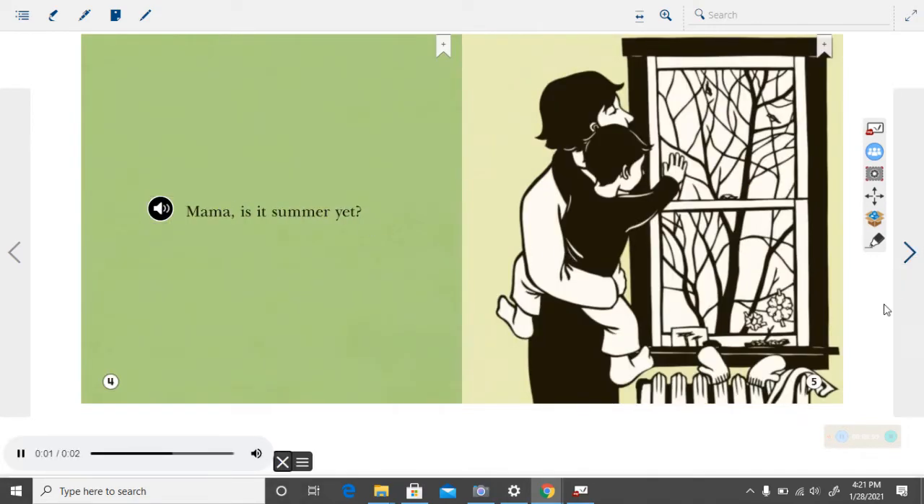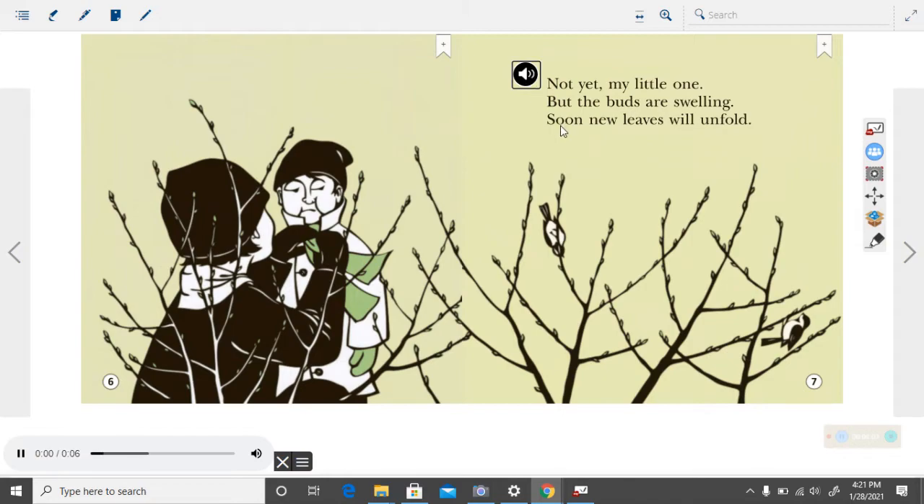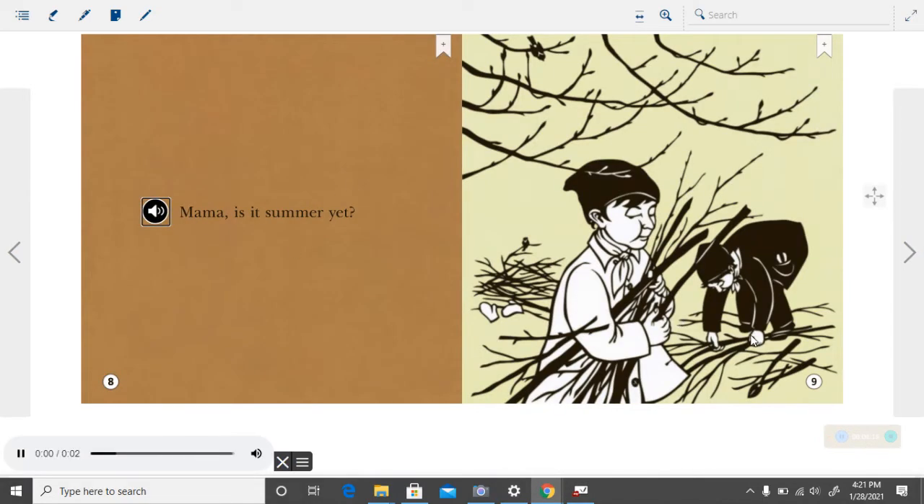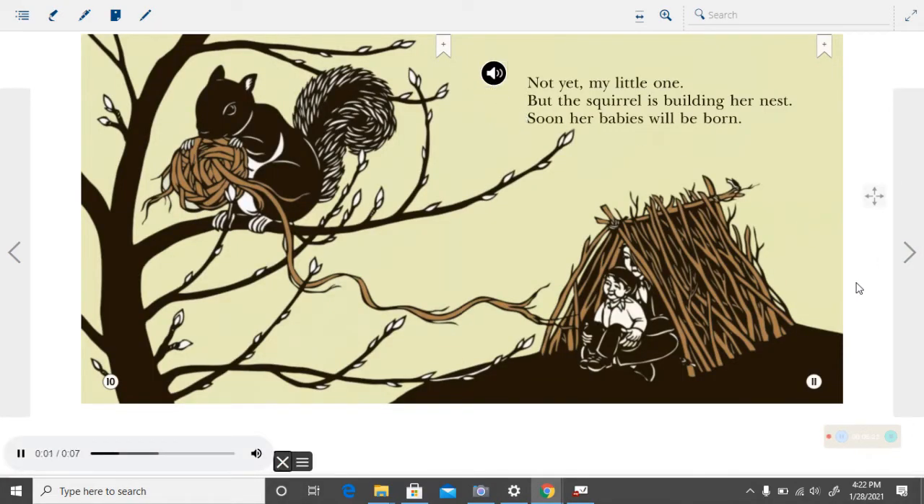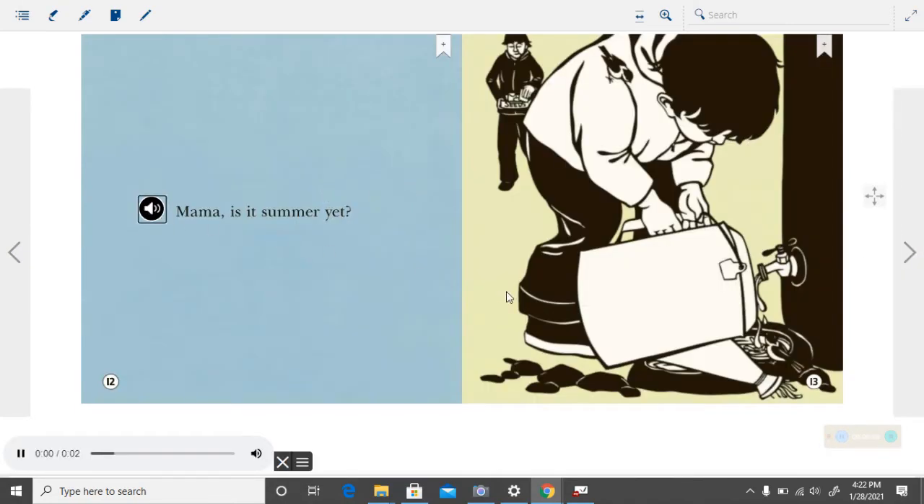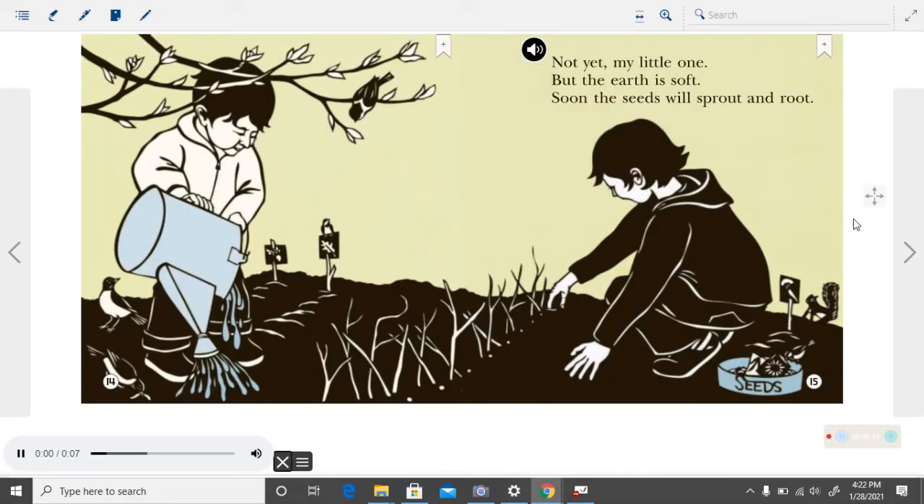Mama, is it summer yet? Not yet, my little one, but the buds are swelling. Soon new leaves will unfold. Mama, is it summer yet? Not yet, my little one, but the squirrel is building her nest. Soon her babies will be born. Mama, is it summer yet? Not yet, my little one, but the earth is soft. Soon the seeds will sprout and root.